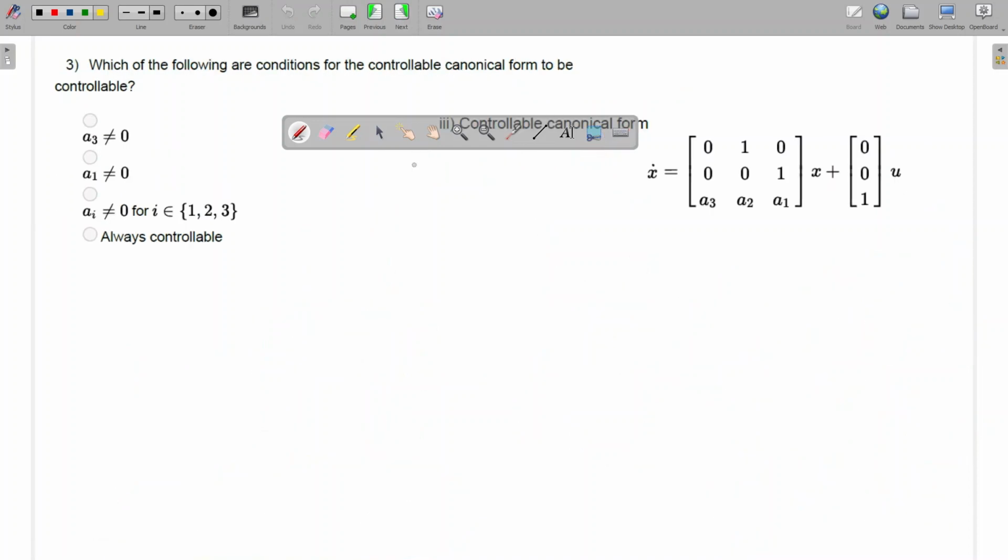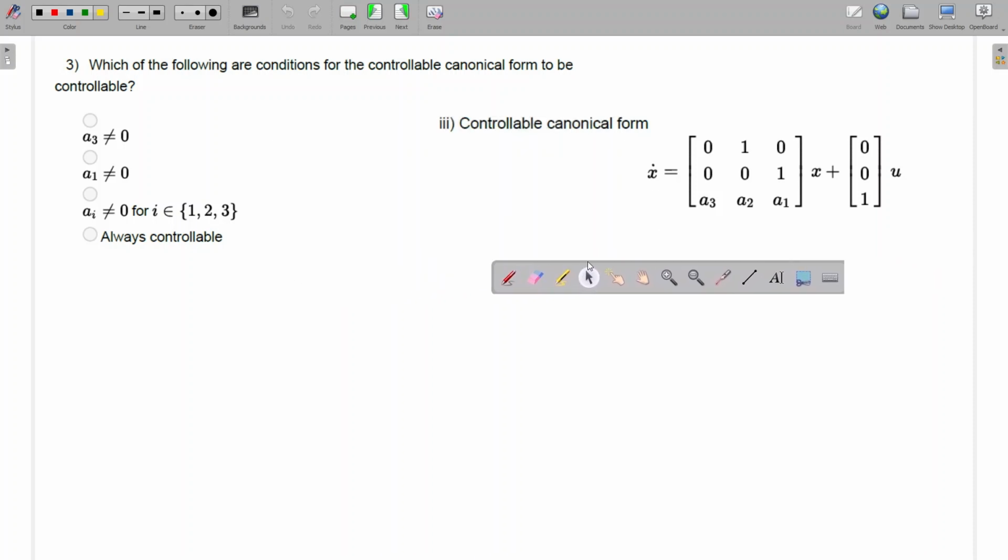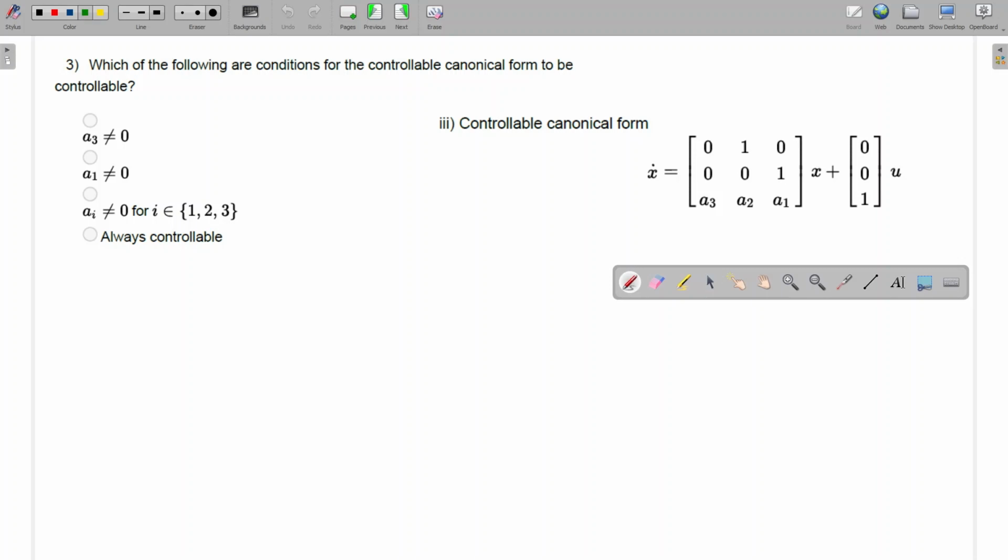Okay. So this is the third question. Like here, Jordan form, I think, and controllable canonical form. So here also we have to do the same thing. If you write the matrix here, I'm going to write the controllability matrix. So B first we can write, B is 0, 0, 1. Then AB. First will be 0, this into this will be 0. Again this into this will be 1. And this third one into this will be A1.